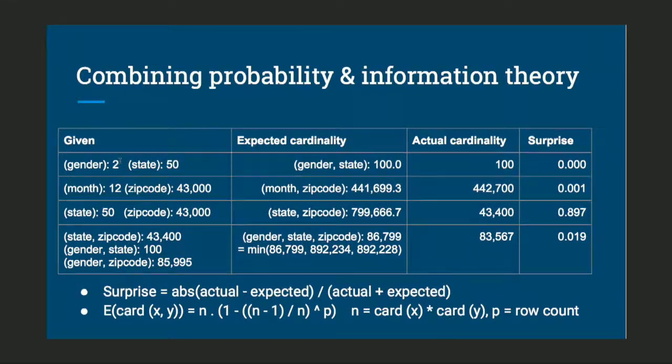And then furthermore, we have to figure out where to go next. Is the combination of gender, state, and zip code surprising? Well, we know the combinations of gender and state, gender and zip code, and so forth, and they have these cardinalities. So we'd estimate based on these that the cardinality is 86,799. It's actually 83,000. So again, not very surprising, which means we're probably not going to bother going any further down and adding further attributes to this.